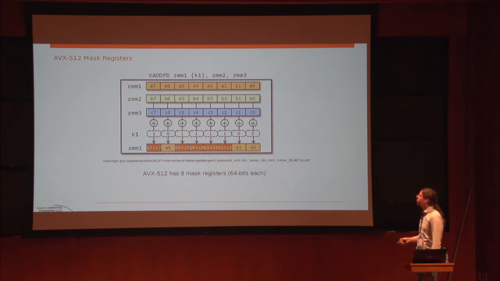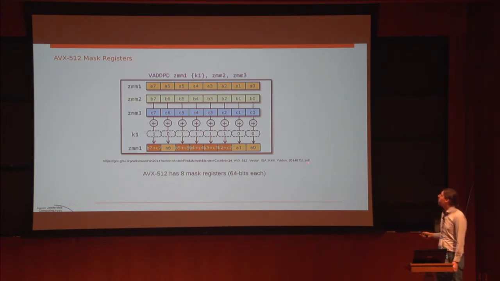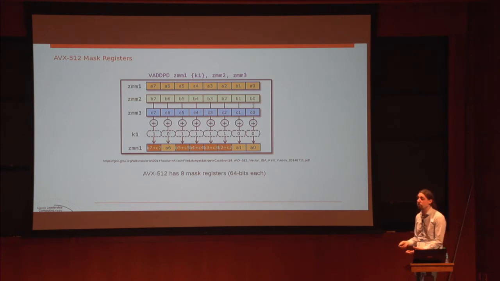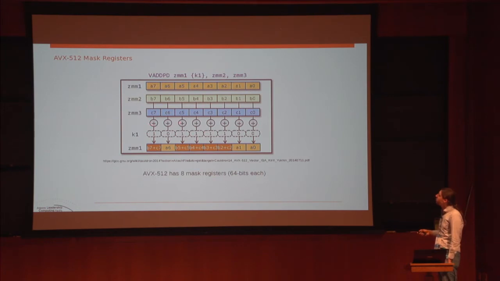So one of the new features that AVX512 has is these mask registers, and it can do masked computation. What that means in practice is, here's an example of an add. We're adding these two vectors together, but the result here is masked. In other words, we do this addition, but we only keep some of the results depending on the setting of the mask register.